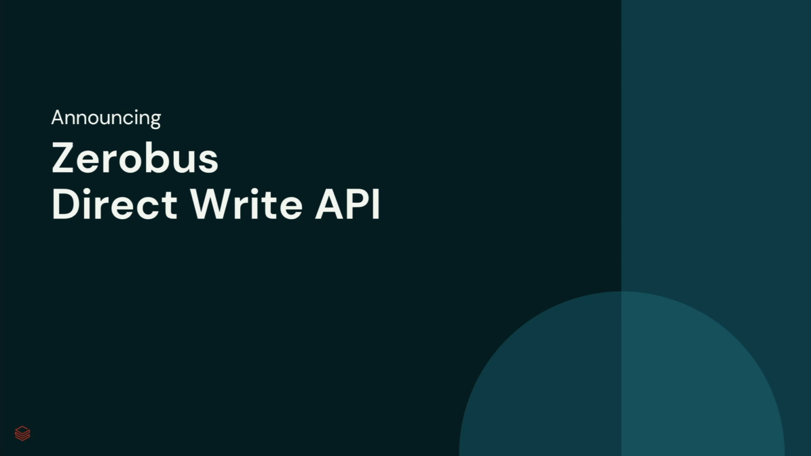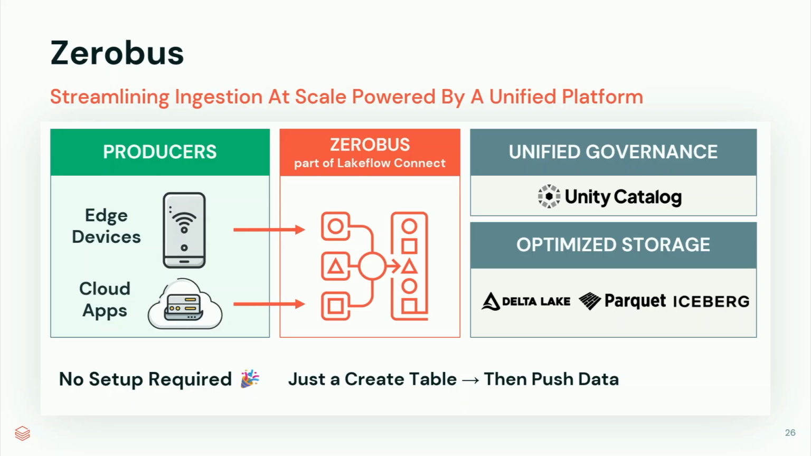I'm happy to announce, you probably heard this in the keynote, Zero Bus with our direct write API. The goal of this Zero Bus architecture is that we streamline your ingestion at scale as part of a unified platform with Databricks. You'll be able to have these producers, they could be edge producers, they can be cloud applications, and instead of talking to a message bus, now you can talk directly to our Zero Bus service. It will take care of acknowledging the message, making that message durable, and persisting it in your data lake. There is no setup required. You just create a table and start pushing data.